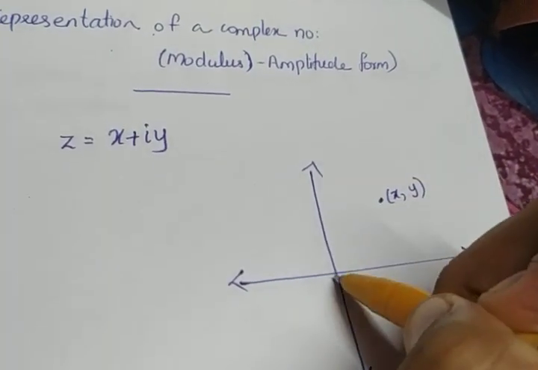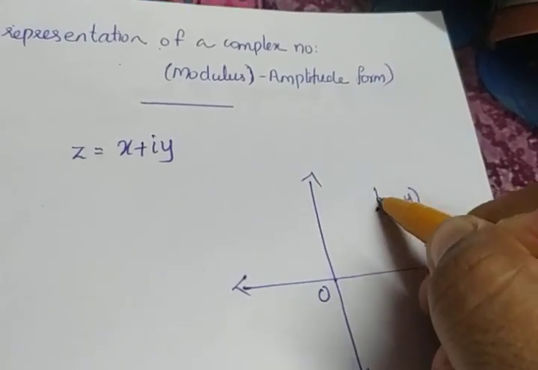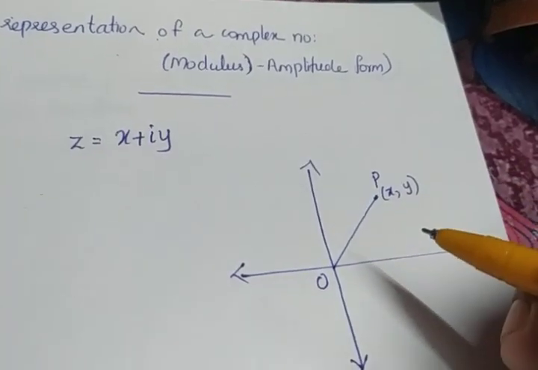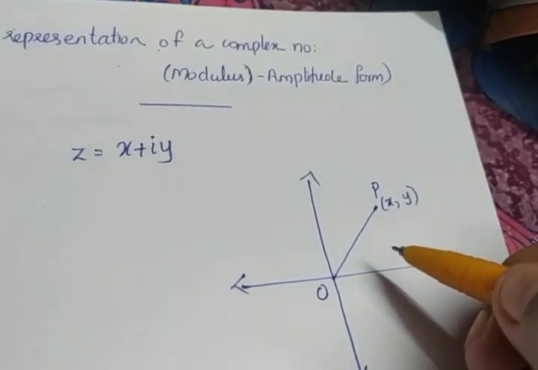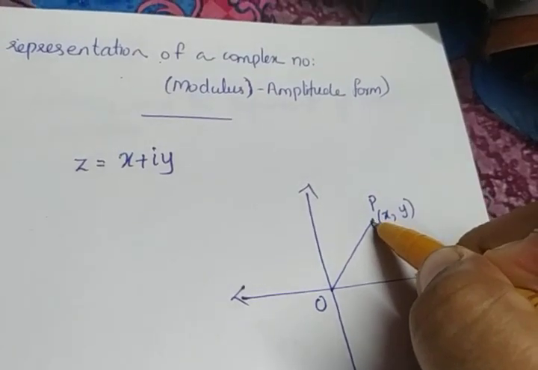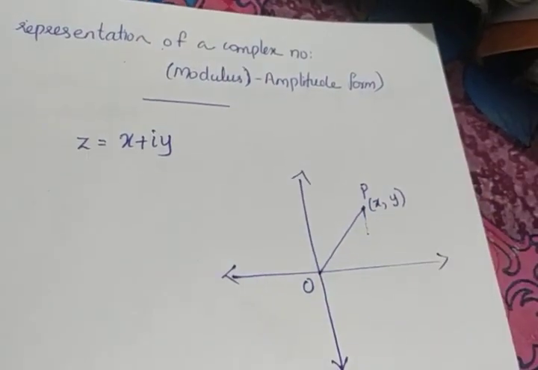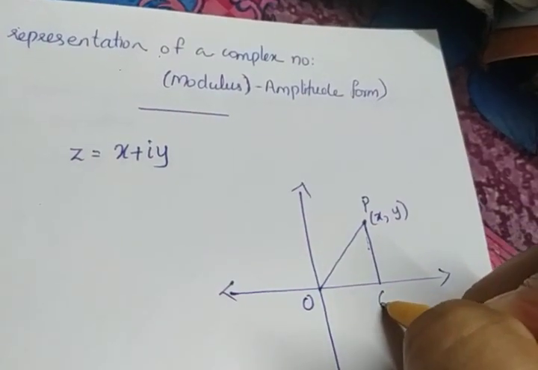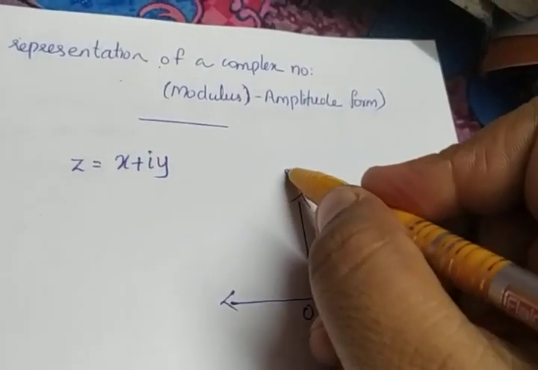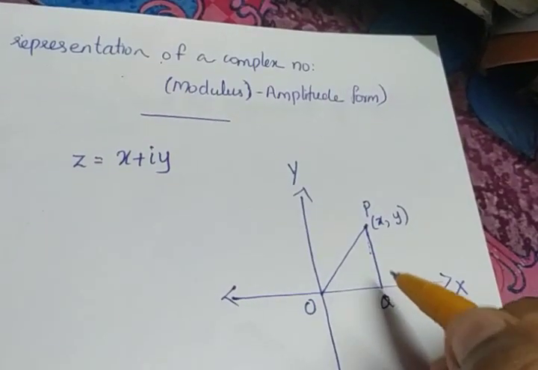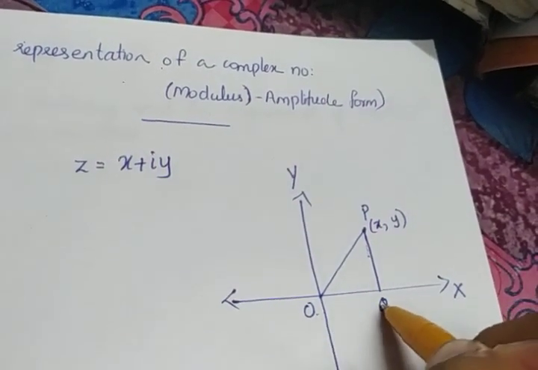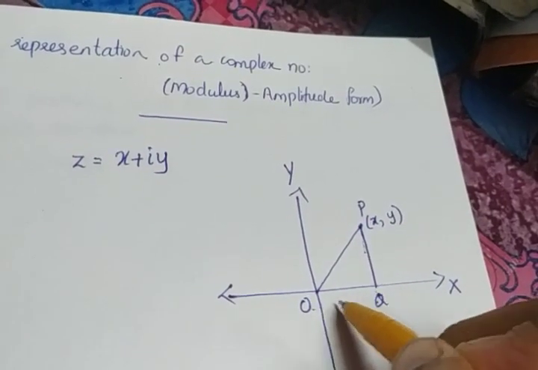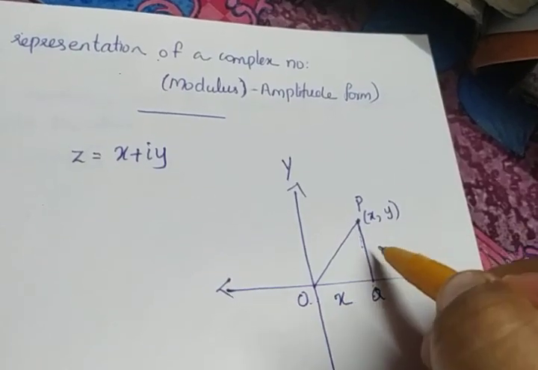So let this be the origin O and the point let it be P. If I am joining OP, this OP will be the distance between O and P. Again, I am drawing the perpendicular from P to the x-axis. Let it be Q. So this is x, this is y. Can you say what is the distance of OQ, or what is the length of PQ? OQ will be x and PQ will be y.